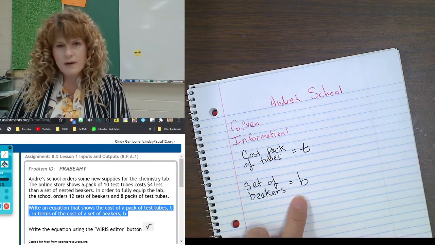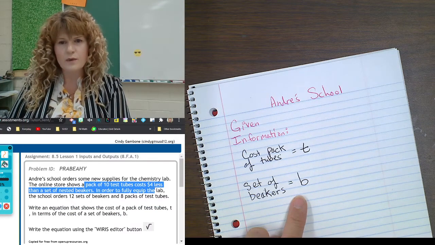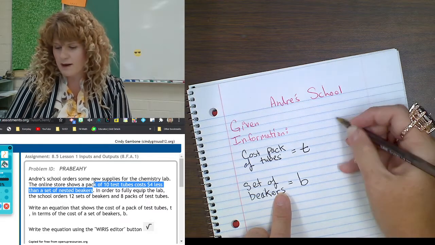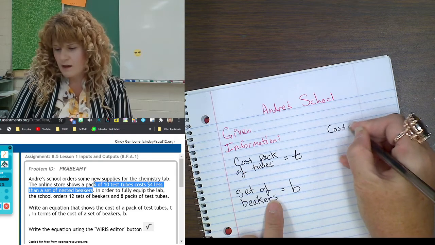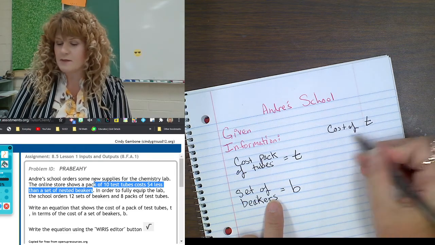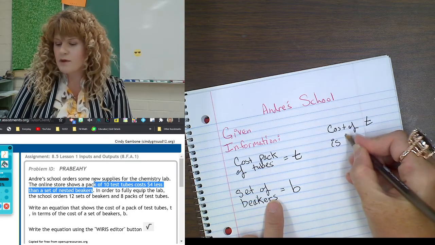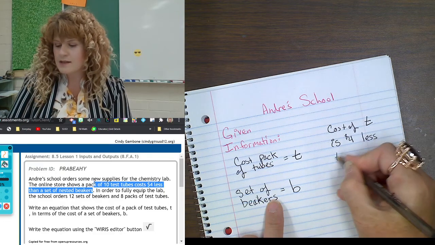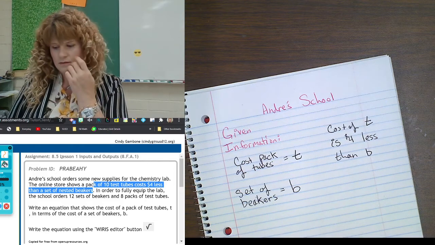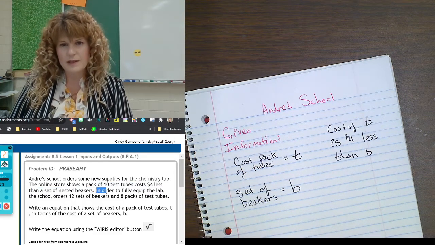But earlier in the problem, they said that a pack of 10 test tubes costs $4 less than a set of nested beakers. So I'll write that down. Cost of T, which is a pack of 10 test tubes, the cost of T is $4 less than B. There's a little more information that they gave us, but I don't think we need it yet.